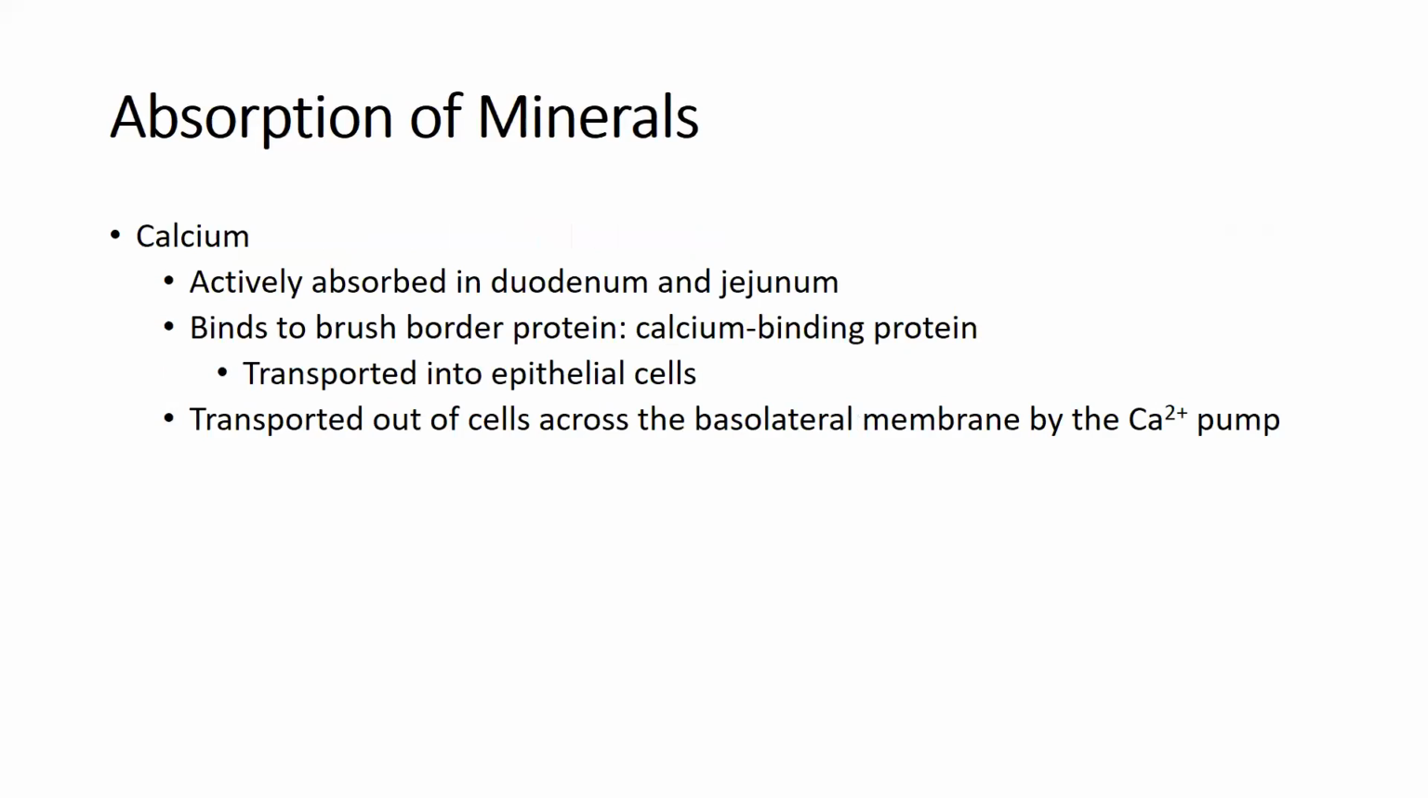Calcium is actively absorbed in the duodenum and jejunum, the first part of the small intestine, and it binds to calcium-binding proteins and is transported into the epithelial cell. It can move across the basolateral membrane to the bottom of that cell by actively being pumped by calcium pumps. So it moves into the brush border via proteins and across the basolateral surface via calcium pumps.